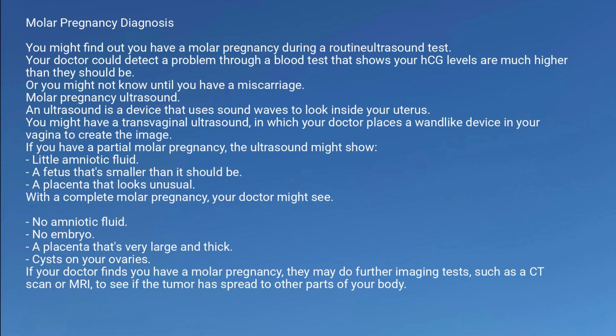Molar pregnancy ultrasound. An ultrasound is a device that uses sound waves to look inside your uterus. You might have a transvaginal ultrasound, in which your doctor places a wand-like device in your vagina to create the image. If you have a partial molar pregnancy, the ultrasound might show little amniotic fluid, a fetus that's smaller than it should be, a placenta that looks unusual. With a complete molar pregnancy, your doctor might see no amniotic fluid, no embryo, a placenta that's very large and thick, cysts on your ovaries.